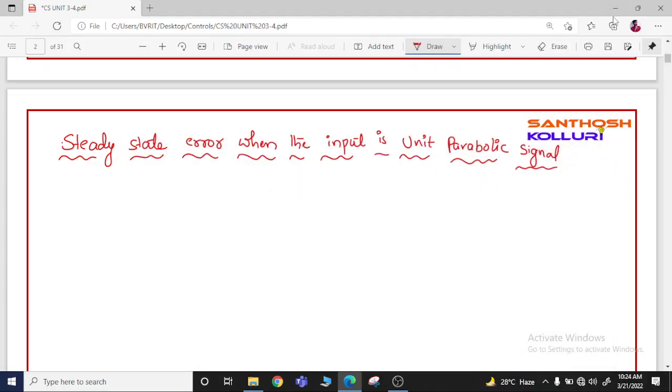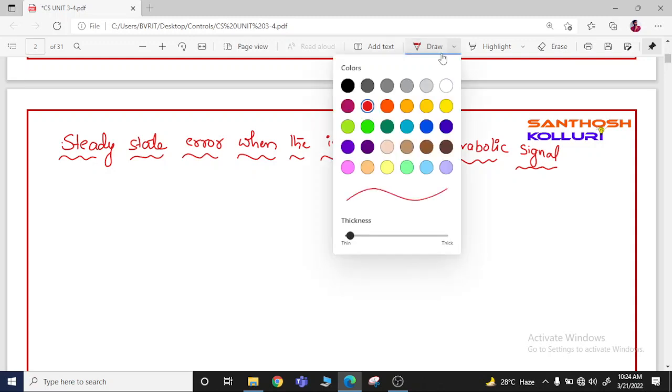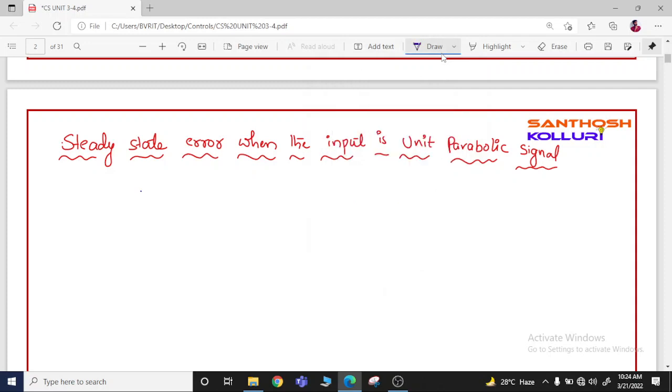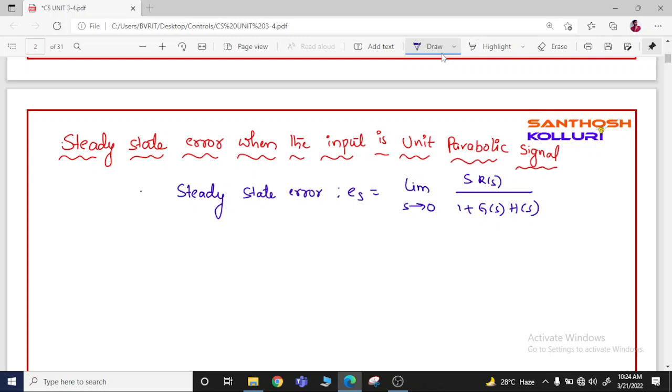So, steady state error when the input is a unit parabolic signal. Here we know the steady state error calculation. The steady state error can be written as ESS equal to limit s tends to 0 of s into R(s) divided by 1 plus G(s) into H(s), and the input is given as a unit parabolic signal.